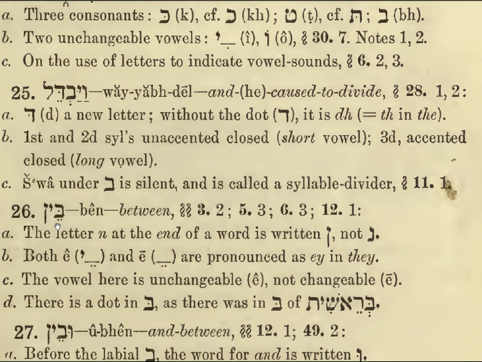Here we have e, and they are both pronounced the same way. Although we don't obey this rule of pronunciation, it's not a for us, it's e. So ben, ben. The vowel here is unchangeable, not changeable. Bin.